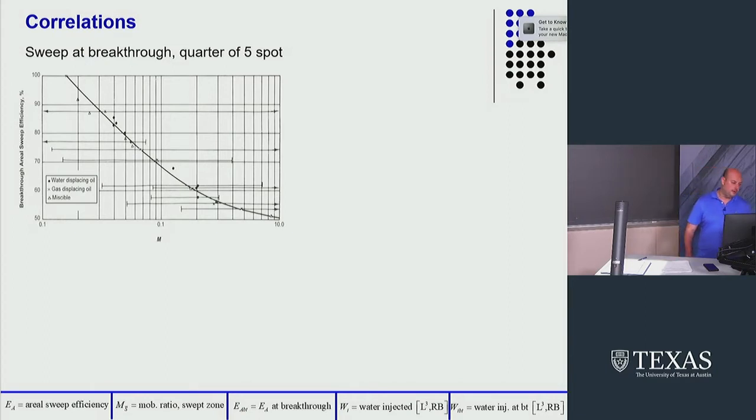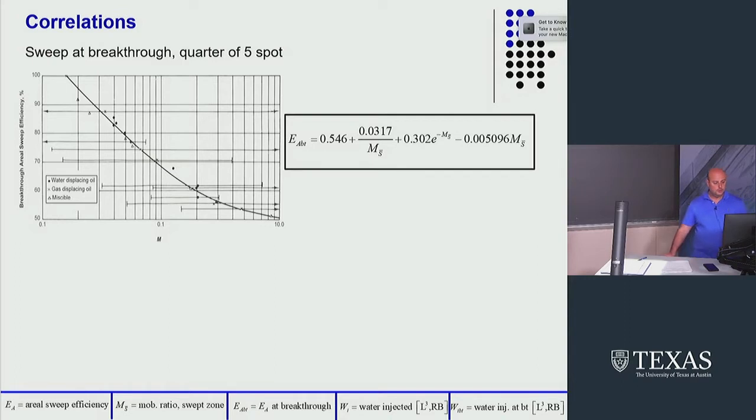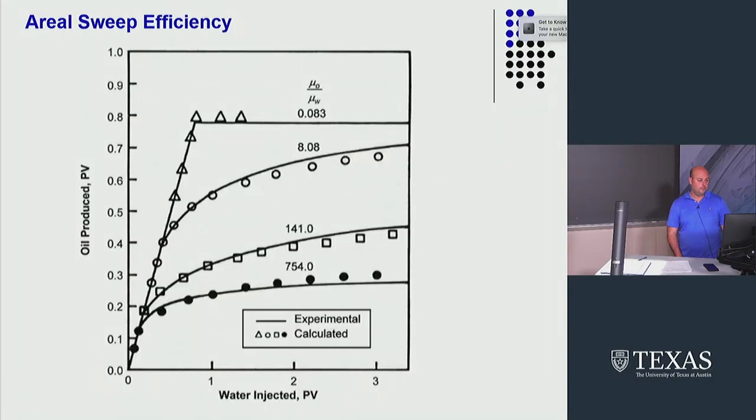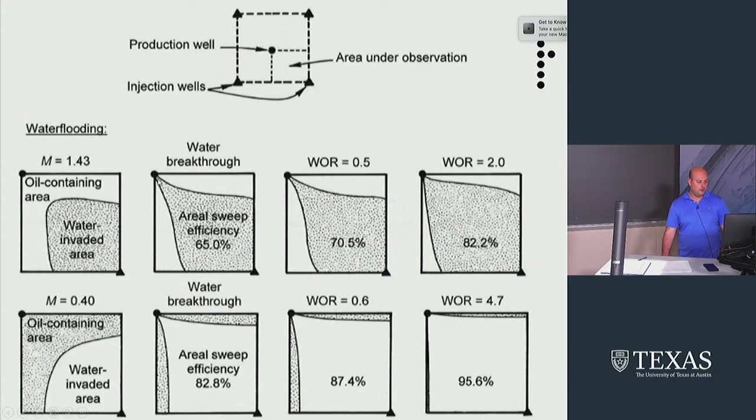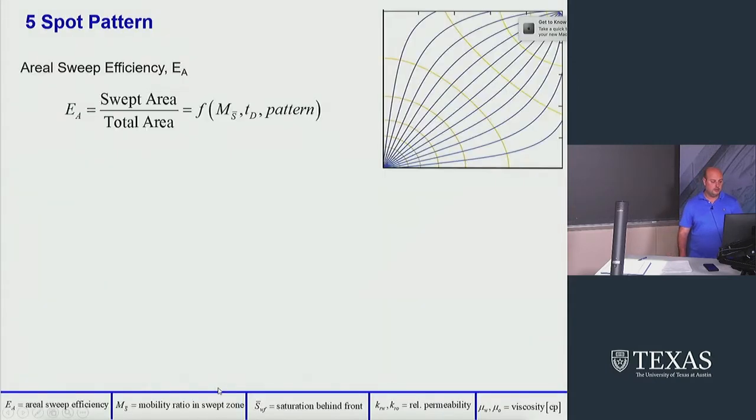So this is a plot of breakthrough aerial sweep efficiency versus that mobility ratio. So I think the axis is not quite right, I think this should be a mobility ratio of 1, not 0.1, but the point is that the maximum is 100, and then it decreases as you increase your mobility ratio. Okay, this is not the aerial sweep efficiency, but the aerial sweep efficiency right at breakthrough. It's effectively this right here, right? This time when it first goes through. So 65% or 83%.